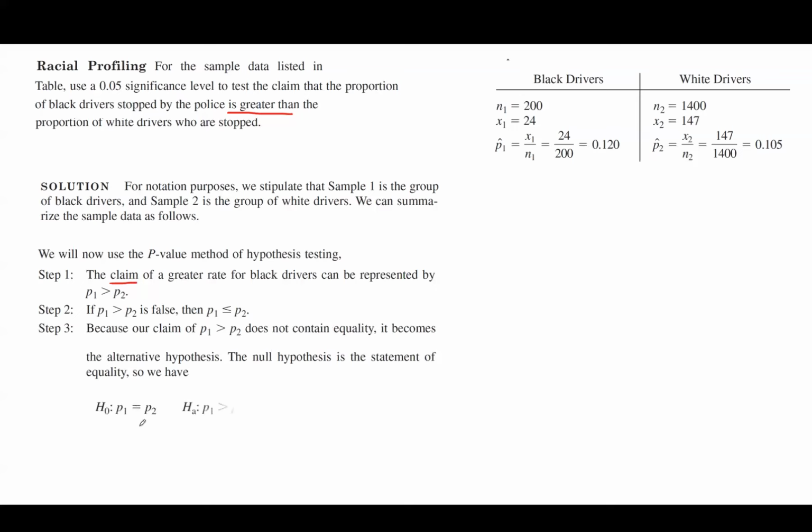You can write down the null, saying that p1 is less than or equal to p2, or basically, to make it a little bit shorter, p1 equals p2, and the alternative hypothesis says p1 is more than p2, which is the original claim. The significance level is 5%, the maximum allowable probability of type 1 error. Now let us go to the next step.